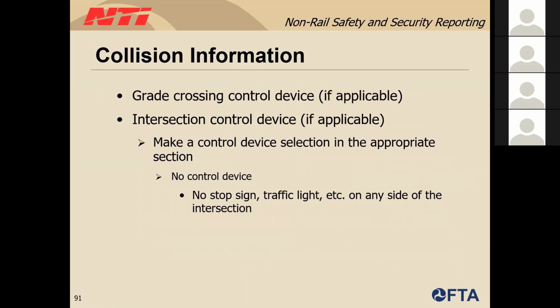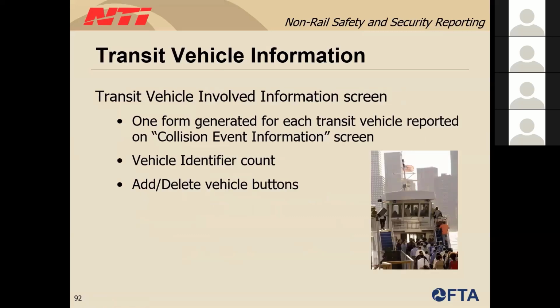If you chose roadway intersection or grade crossing, the system will generate the categories for the intersection control and grade crossing control devices, if applicable. Based on your location, one of these categories will always be not applicable. The no control device selection is used only if there is no control device on any side of the intersection. If your report does not include the information, you can look it up on Google Maps. At this point, we have completed the collision information screen.